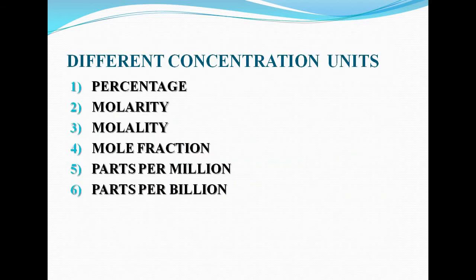This is the concentration. So the concentration may be less or greater, but what are the units? There are different units to express concentration. I have written the 6 concentration units. The first unit, the very common unit, is percentage. The second unit is molarity. The third unit is molality. The fourth unit is mole fraction. The fifth unit is parts per million.